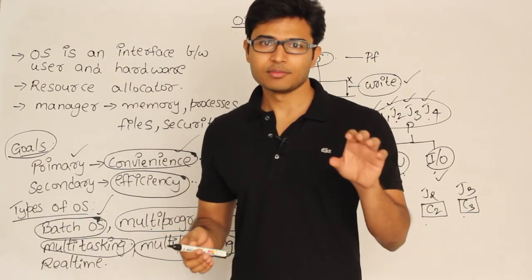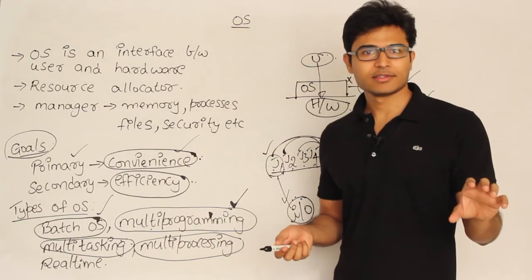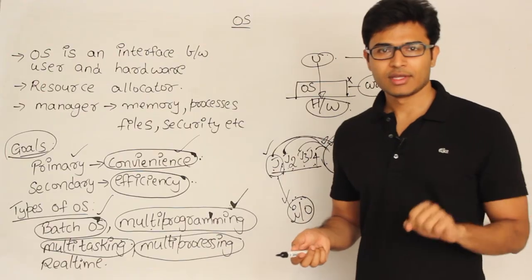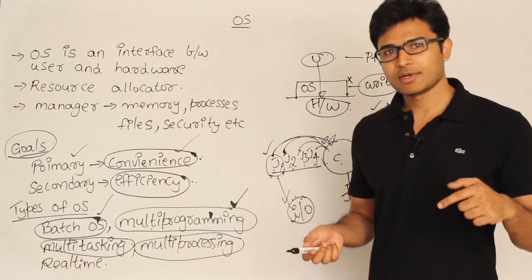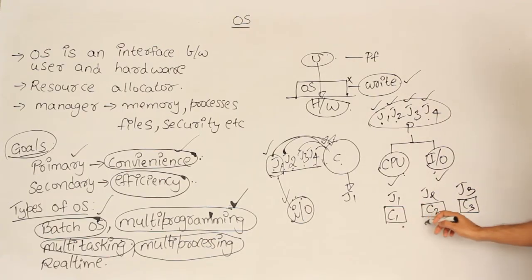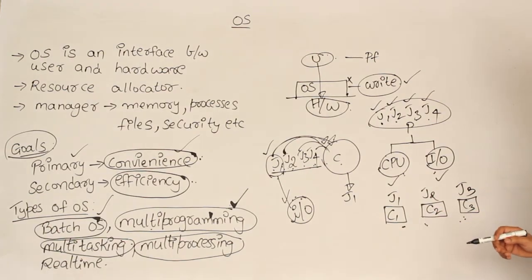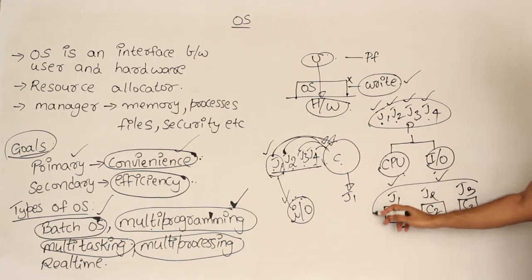You just have to buy the CPUs, and everything will combinedly use the memory and the file system, and everything will be shared. Therefore the cost is less, but the efficiency is more. At any time, in this case, if you have three processors, you have three jobs which are executing parallelly, right? So what is the advantage of multiprocessing?